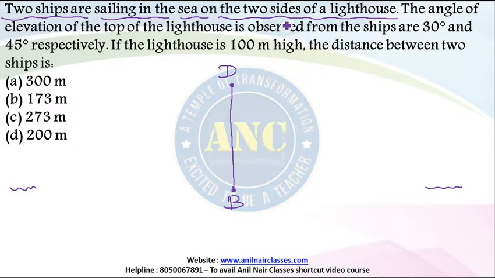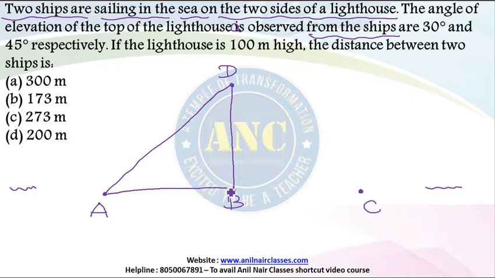On two sides of the lighthouse, two ships are sailing. There is a ship here. This ship is A. There is another ship here, which I will call C. The angles of elevation of the top of the lighthouse, as observed from the ships, are 30 degrees and 45 degrees respectively. If I draw a horizontal line here, this particular angle is 30 degrees. This particular angle is 45 degrees according to the question.